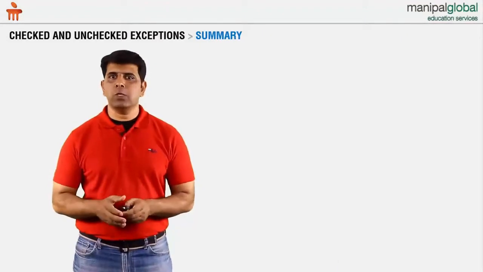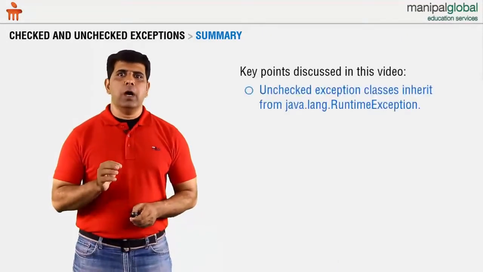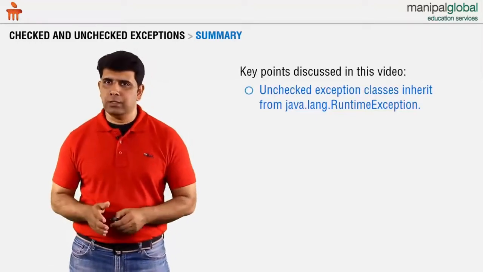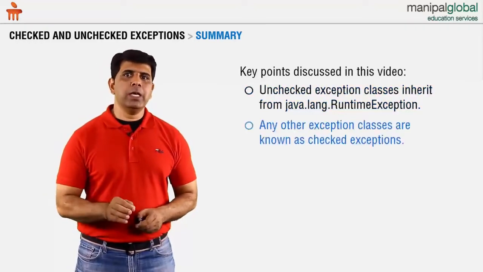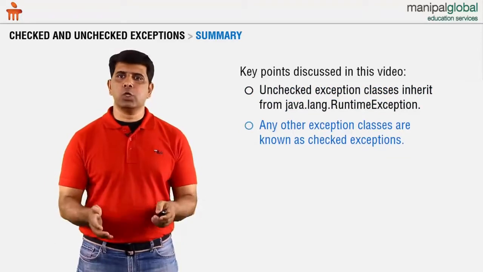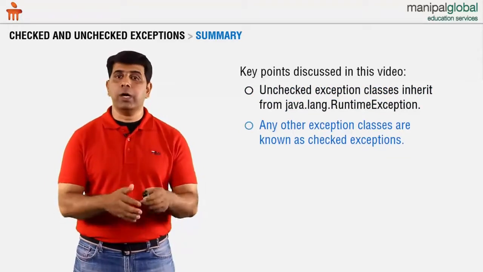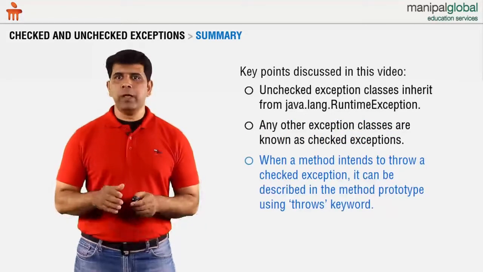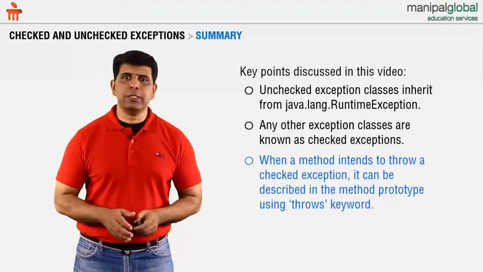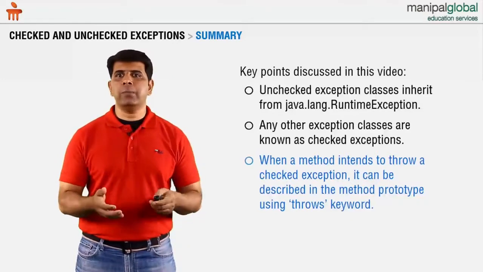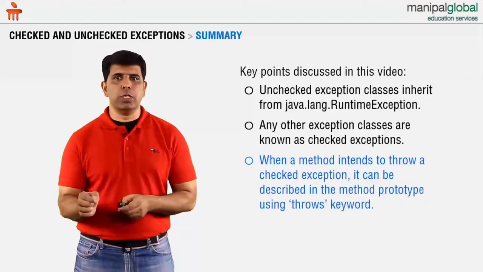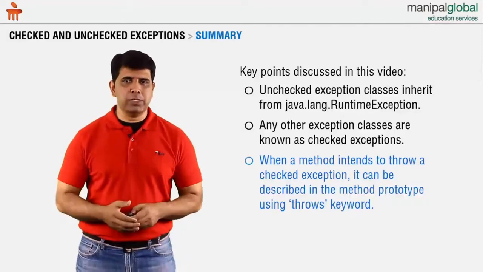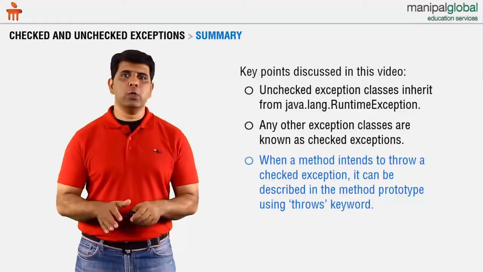Let's quickly summarize what we have done. Unchecked exception classes inherit from java.lang.RuntimeException. Any other exception classes, including Throwable or Exception, or even for that matter Error, are all considered checked exceptions. When a method intends to throw a checked exception, it can be described in the method prototype using the throws keyword. The throws keyword can also be used with an unchecked exception, but generally people don't do that, though it's a good practice to do.